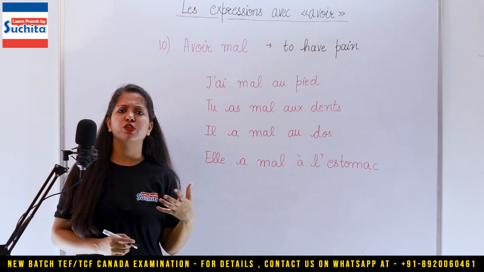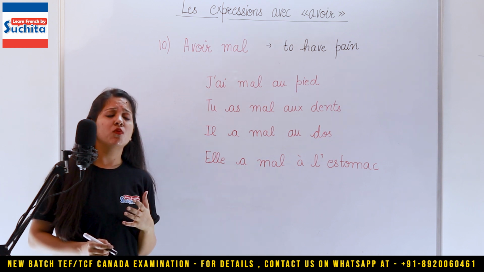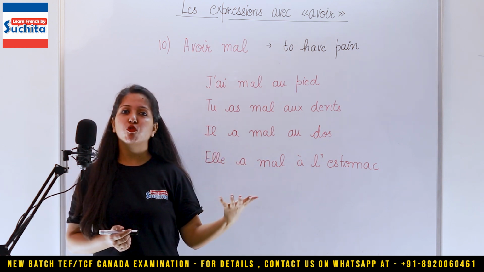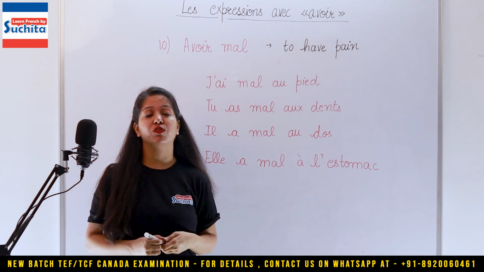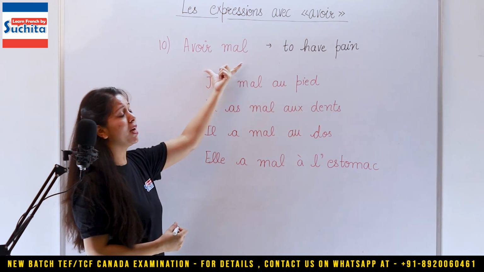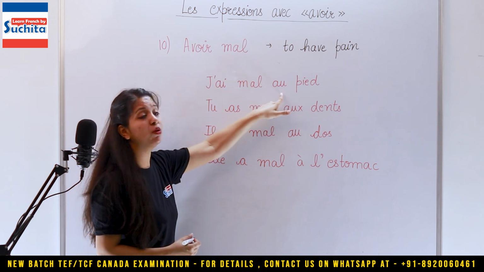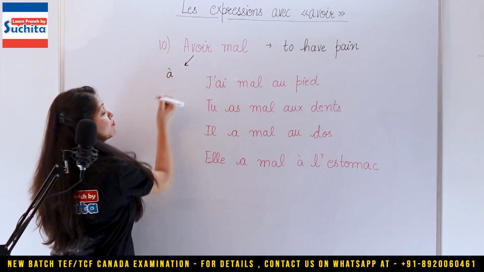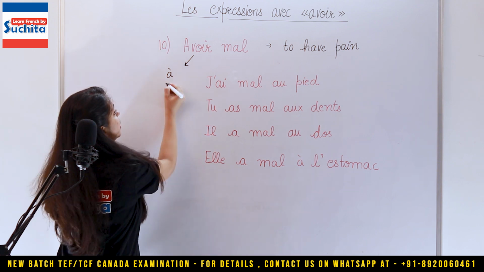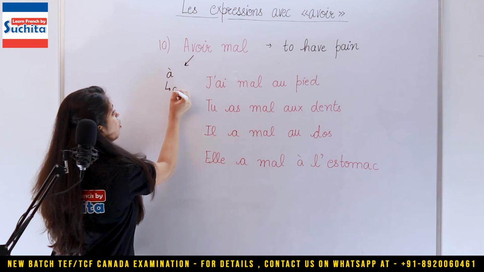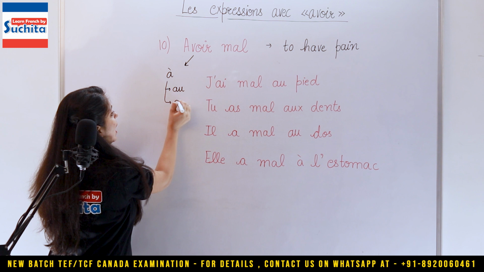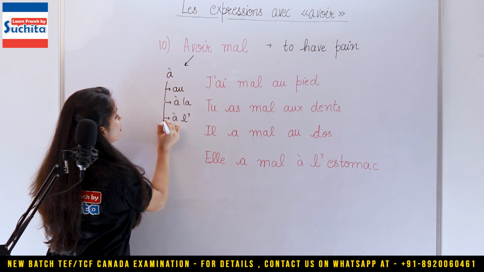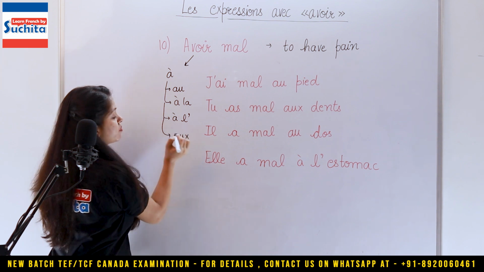Now the last expression that we have to do is avoir mal, which means to have pain. Now we'll be learning how to say I have pain in the head, she has pain in the foot. How would you say that using different body parts? Avoir mal is an expression which is followed by the contracted article à. Now, à is a preposition. The contracted articles are au, à la, l'apostrophe, et aux.